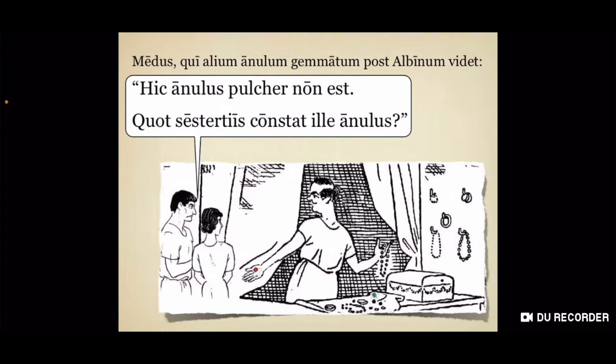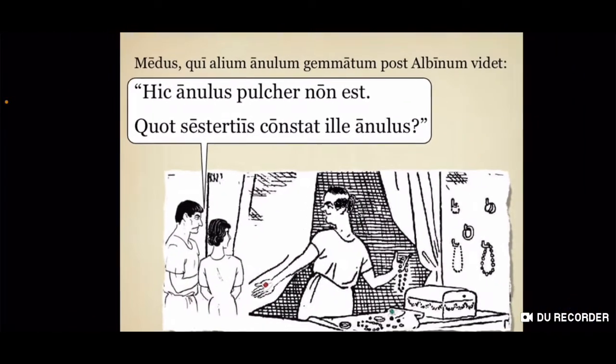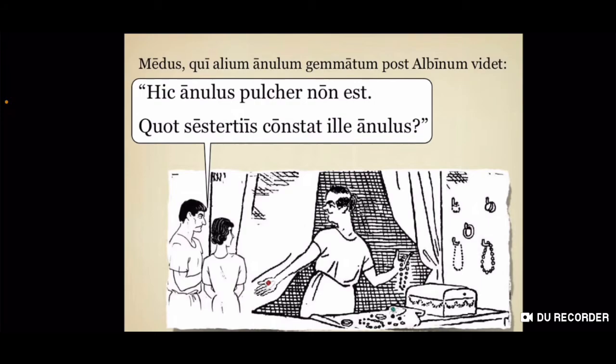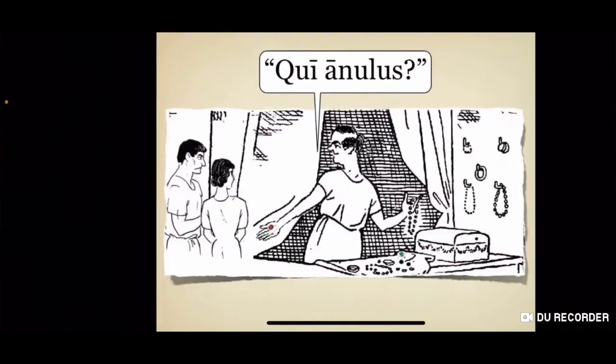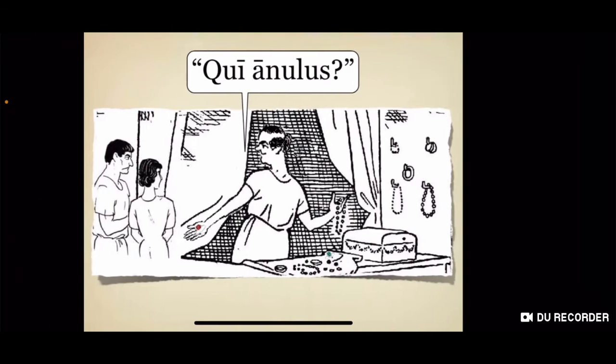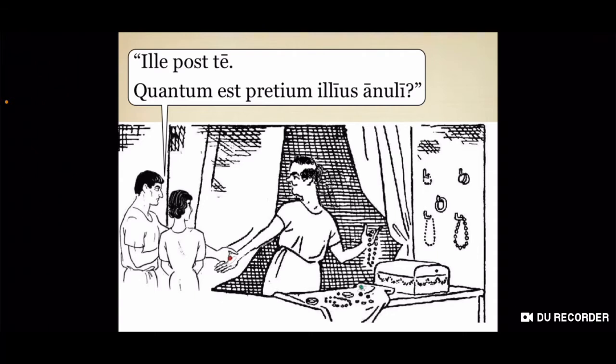Medus says, Hic annulus pulcher non est. Quot sestertiis constat ille annulus? This ring is not pretty. What's the cost of those? How much in sesterces is the cost of those rings? Ille annulus, those rings. Qui annulus? What rings? Ille post, those behind you. Quantum est pretium illius annuli? How much is the price of those rings?